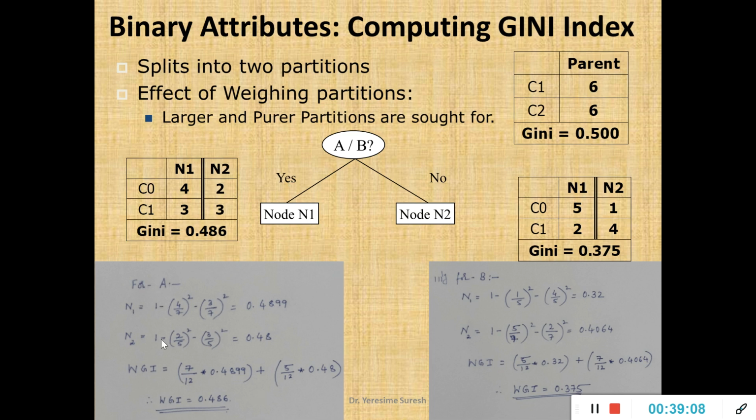Similarly, repeat the same steps for node B. For node B, with respect to node 1, I have the values 5 and 2. I will repeat the same process and find the weighted Gini index. You will find the value as 0.375, and for the first split I have 0.486. For the second split the value is 0.375.